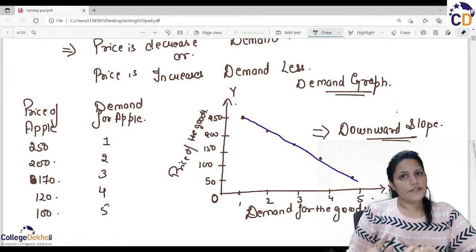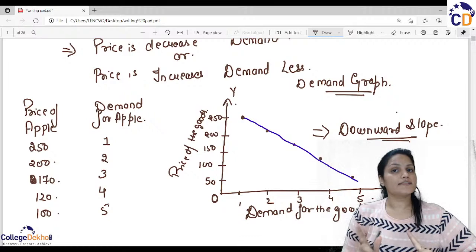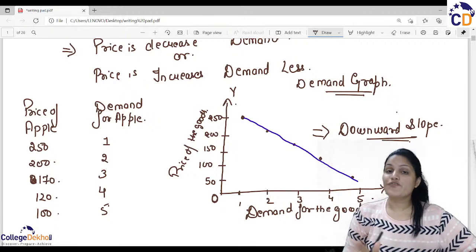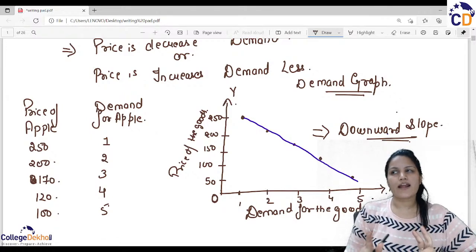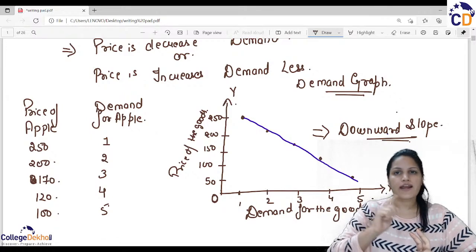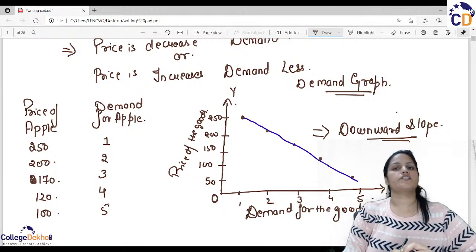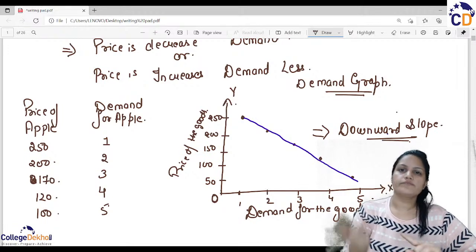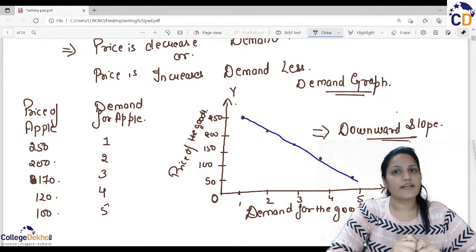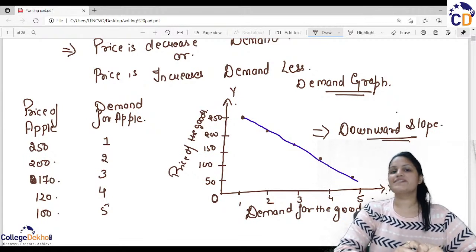When we are ready to purchase, that means we are ready to pay. That is not demand. But before purchasing an item, when we desire something, that I should have it, I must have it, that is what we demand. And demand is always inverse in relationship. When the price decreases, quantity demanded increases, and when the price increases, quantity demanded decreases.